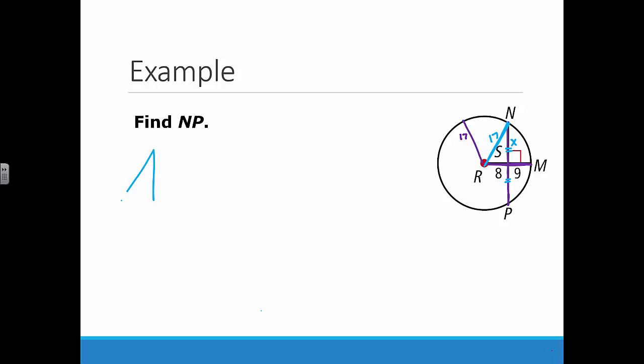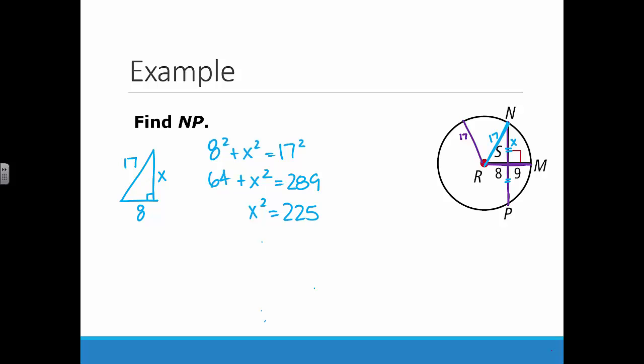So in my nice little right triangle that we have right there, I have a leg of 8 and a hypotenuse of 17. So 8 squared plus x squared equals 17 squared. This is 64 plus x squared equals 17 squared, which is 289. Subtract 64. We get x squared is 225, so x has to be 15. So because this is perpendicular, we know it cuts it in half, so NP has to be double that, or 30.